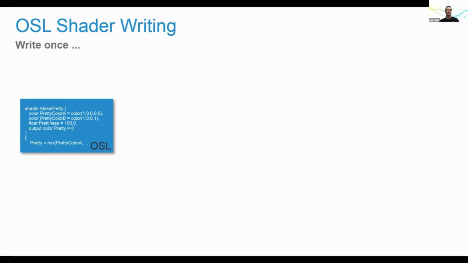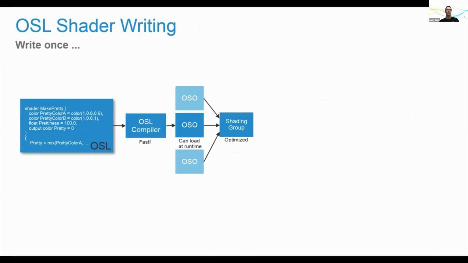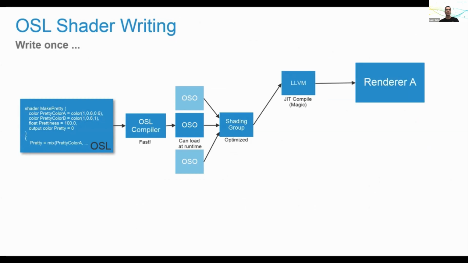But with OSL, you write your shader once, run it through the really quick OSL compiler, and it turns into a thing called an OSO, which can be loaded at runtime, no waiting for an application. A bunch of OSOs are plugged together in a shading group and sent to LLVM, which performs magic and turns this into running code and sends it to the renderer. But you can also take the OSOs themselves and information from the shading group and transcode them into some other shading language, like, for instance, HLSL.